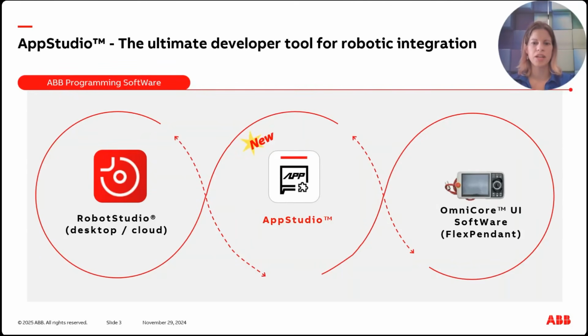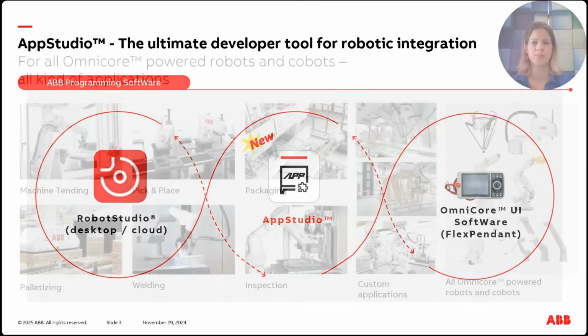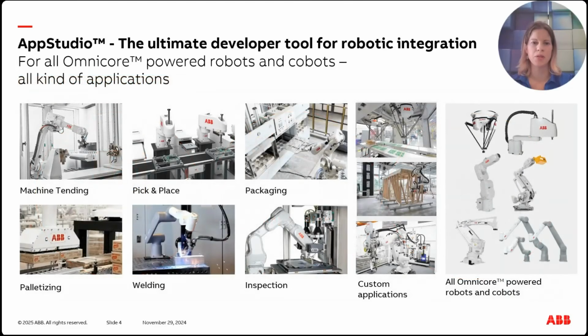The AppStudio software is available in multiple languages as a Windows desktop version and can connect to the real and virtual controller. AppStudio works across all OmniCore-powered robots and cobots. So whether you're working on machine tending, pick and place, packaging, or even custom solutions, AppStudio supports them all.